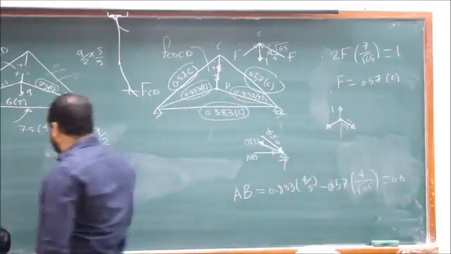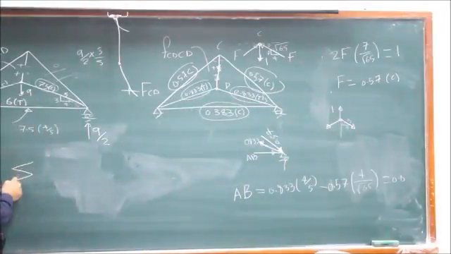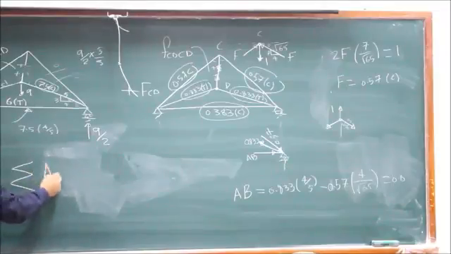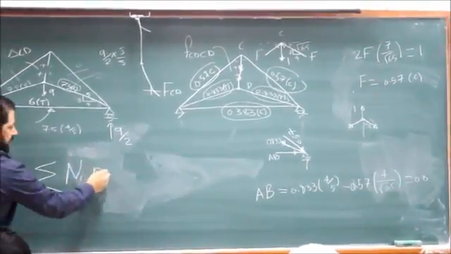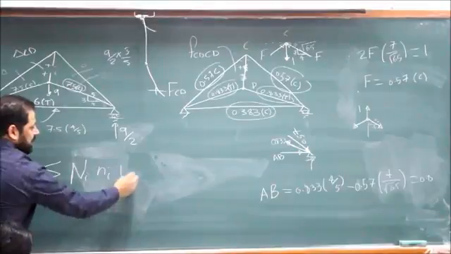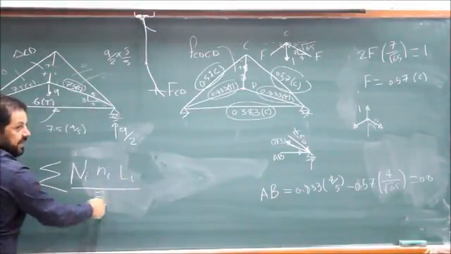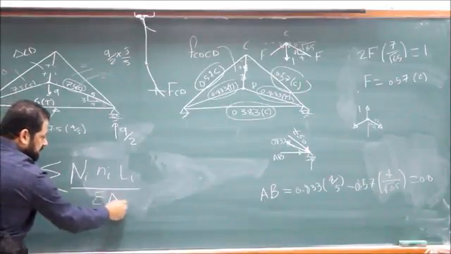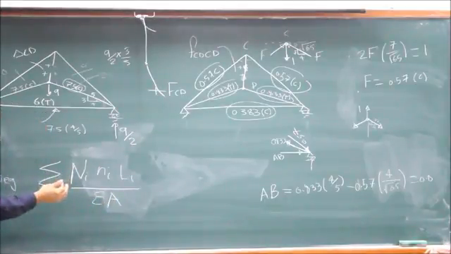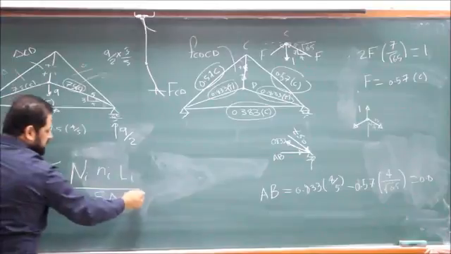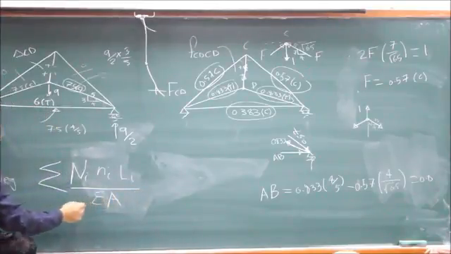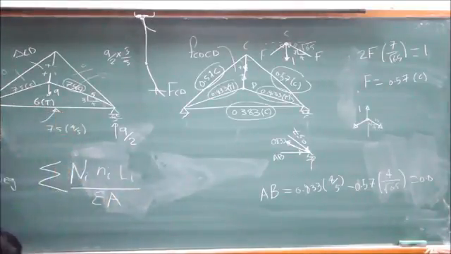Now, what do we have? We have the sum of n_i L_i over E_i A_i for each member, but they are constant, so it's EA for all the members. That's delta.